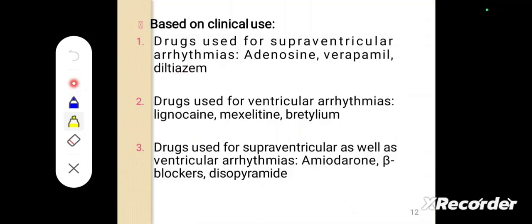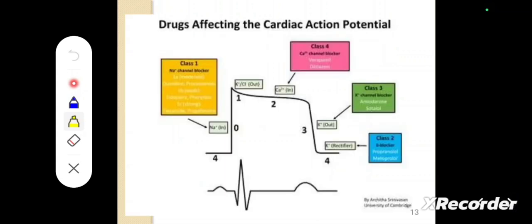Depending on the type of arrhythmia, we can prescribe the particular antiarrhythmic agent. For supraventricular arrhythmia, we can prescribe only verapamil and diltiazem. For ventricular arrhythmia, we can prescribe lignocaine, mexiletine, and phenytoin. For both supraventricular and ventricular arrhythmia, amiodarone, beta blockers, and disopyramide are used. The next slide indicates the targets of the different classes of drugs. They target different phases in the action potential.